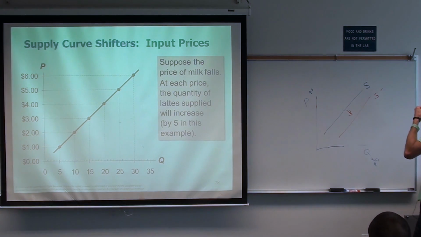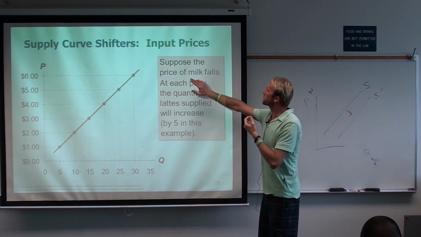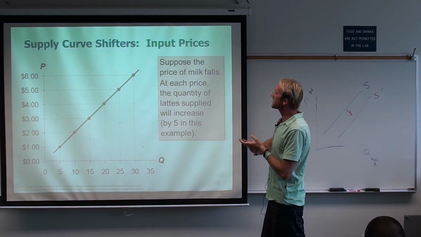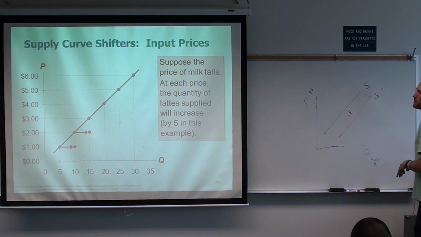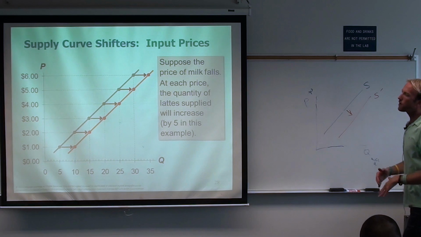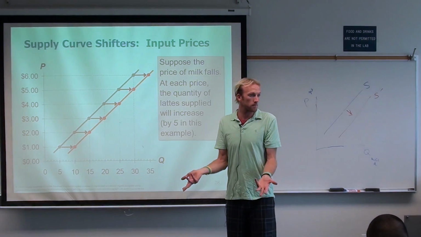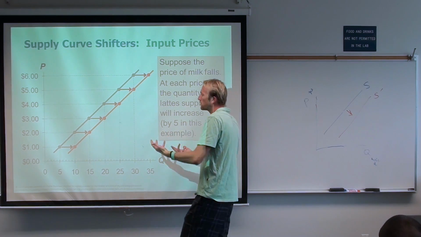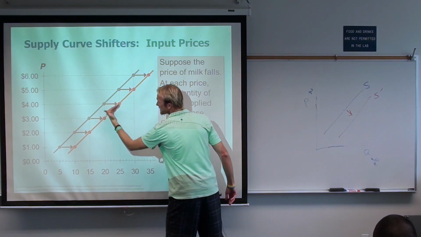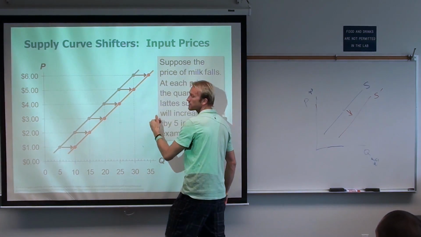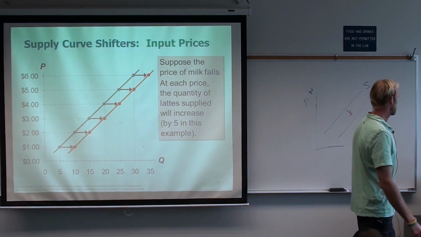Input prices. Here's the example I just gave you. Suppose the price of milk falls. At every price point, Starbucks can make 5 more lattes because lattes are just becoming cheaper for them. So we got a new supply curve. Supply is increasing as it comes this way. Supply is decreasing as it goes that way.